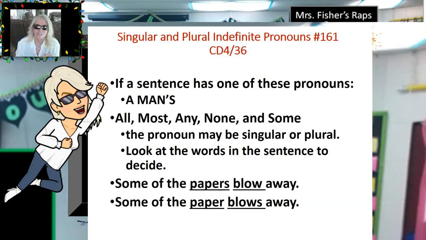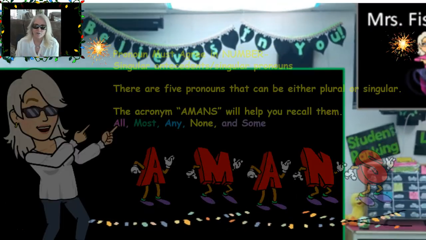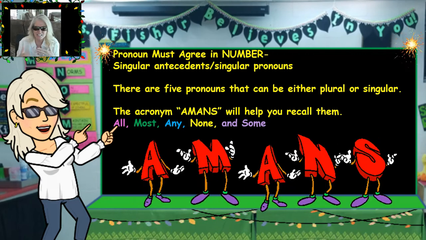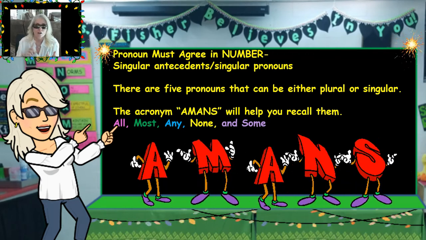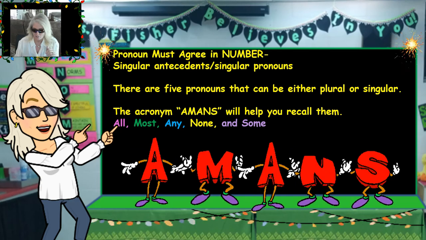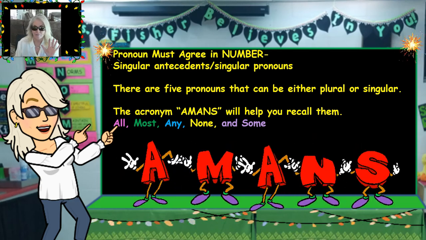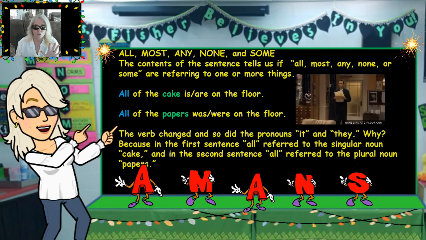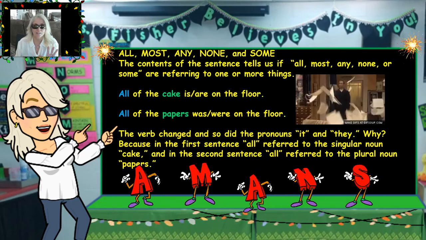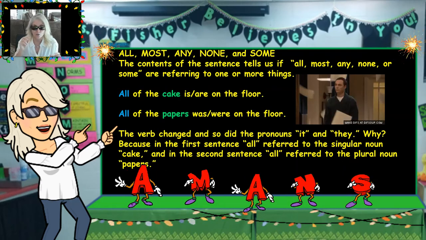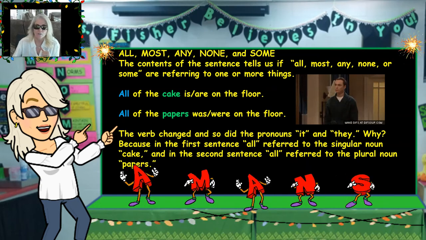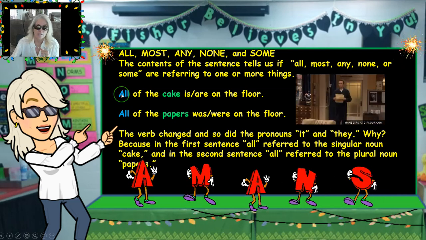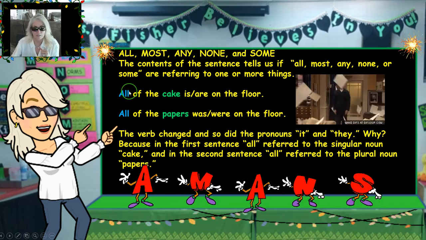All right. So, really, that is a very, very easy way for you to remember when I have to make the decision. AMANS: almost, any, none, and some. So when we have any of those five pronouns in a sentence, those should alert you to the fact that now you have to look at the object of the preposition to do your subject-verb agreement. Before, we just said this was an it, right?